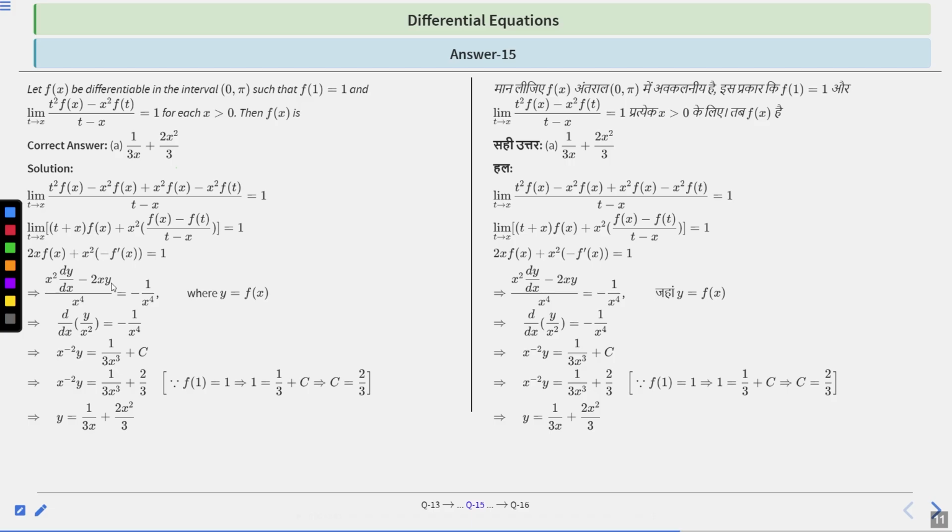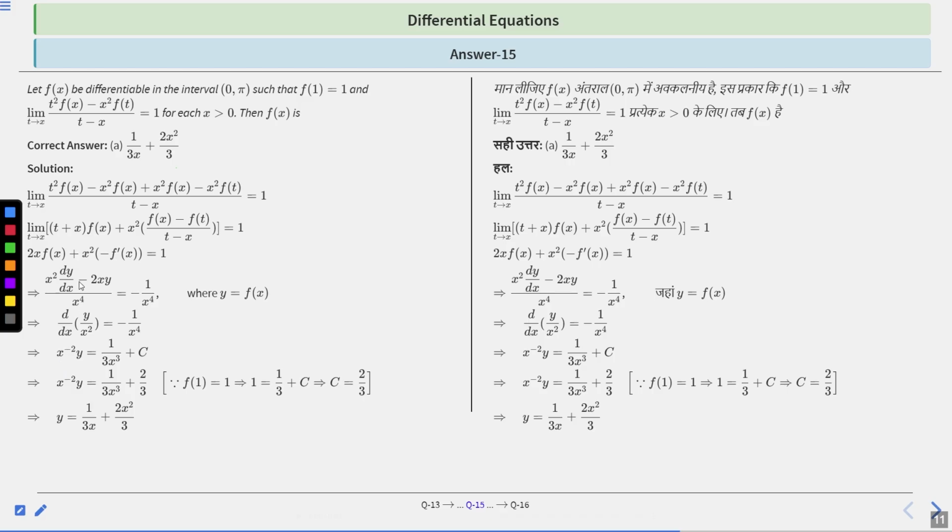Therefore, we can write f dash x as dy by dx, right? Therefore, x square dy by dx minus 2xy upon x to the power 4 is equal to minus 1 upon x to the power 4, where y is equal to f(x). Therefore, see, this term is basically d upon dx of y upon x square, right? Therefore, we got d upon dx of y upon x square is equal to minus 1 by x to the power 4, right?